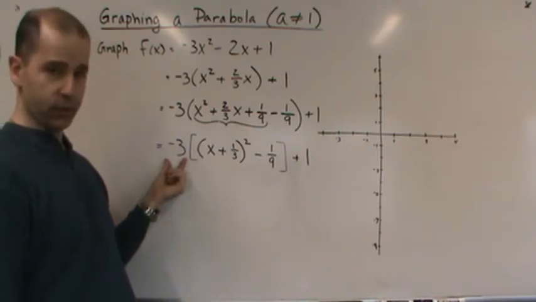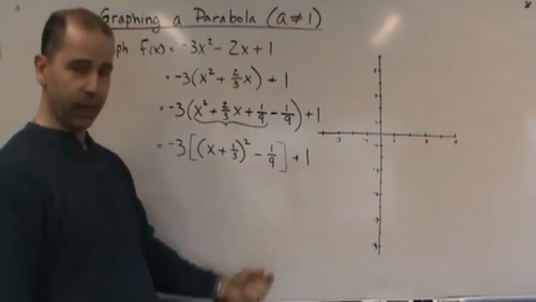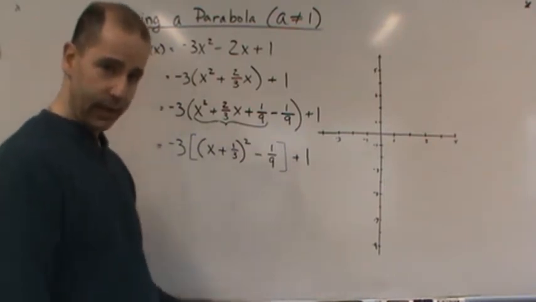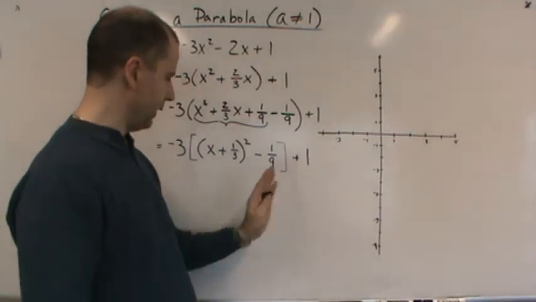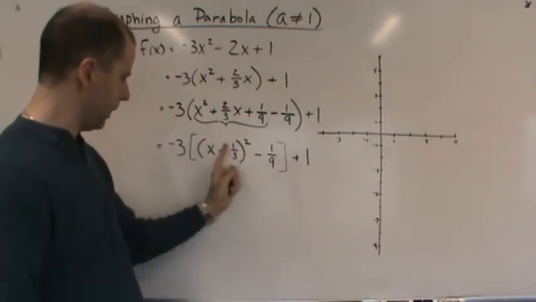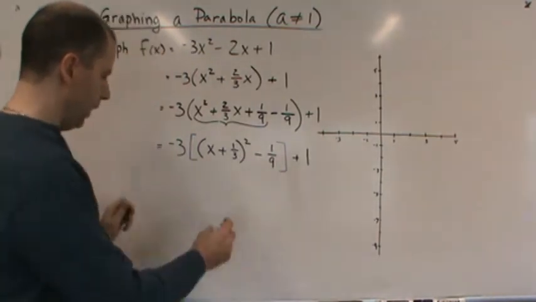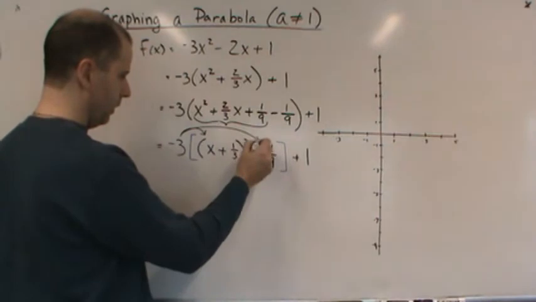Before, this value was just 1, so we didn't need the parentheses. We could drop the parentheses and then combine these. So we can't do that now. So what we're going to do, before we can combine these and be done, is distribute the -3 to this term and to this term. So I'm going to distribute here and here.